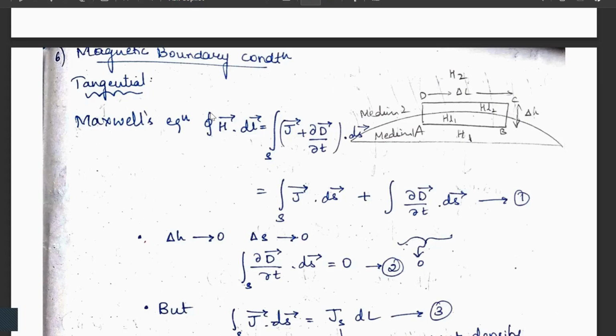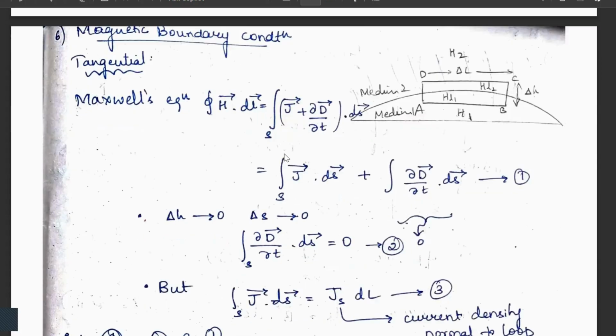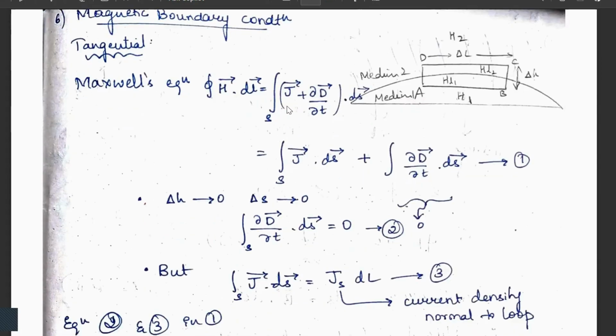By Maxwell's equation, we know that the integral of H vector dot dl vector is equal to the surface integral of J vector plus dou D vector divided by dou t into ds. So integral of surface J vector dot ds, split out, plus integral of dou D vector divided by dou t into ds. This will be considered as equation 1.